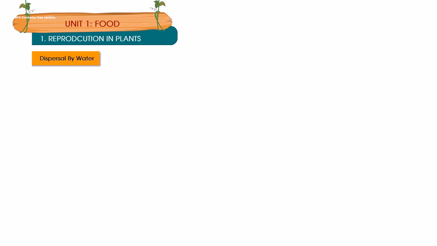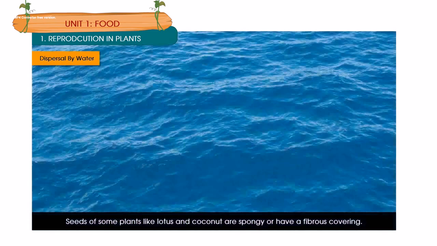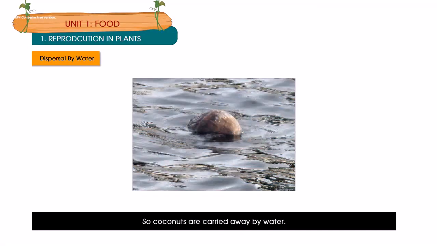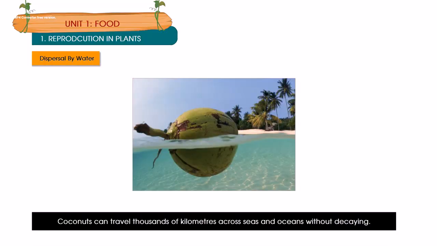Dispersal by water. Seeds of some plants like lotus and coconut are spongy or have a fibrous covering. This helps them to float on water. So coconuts are carried away by water. Coconuts can travel thousands of kilometers across seas and oceans without decaying. When they reach the shore, they germinate if they get the right conditions.